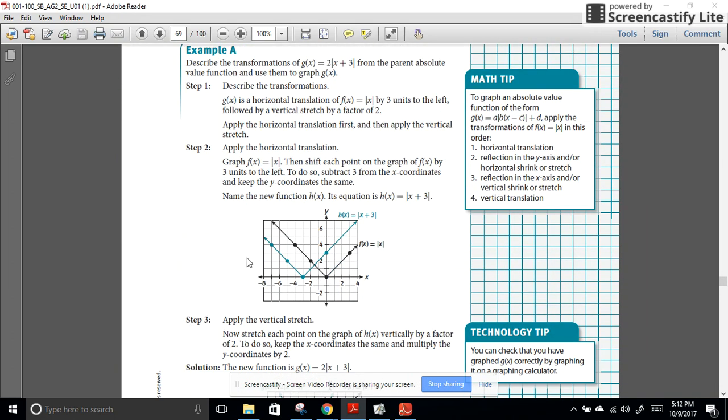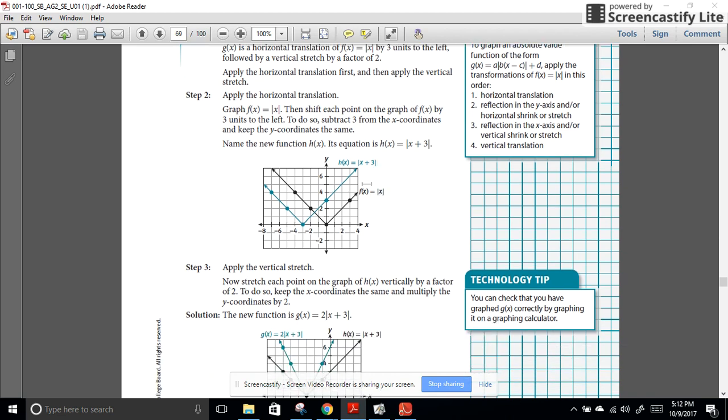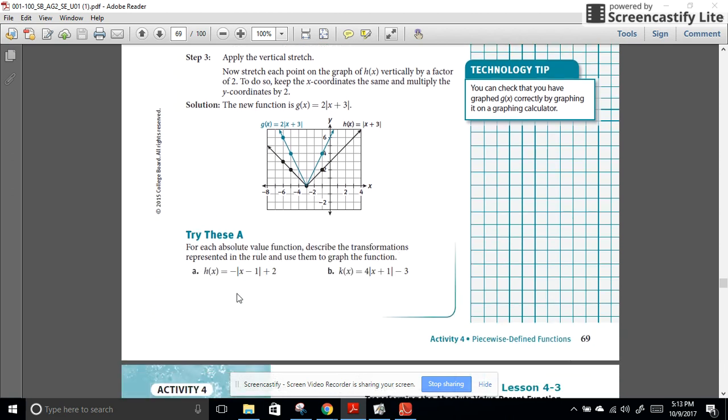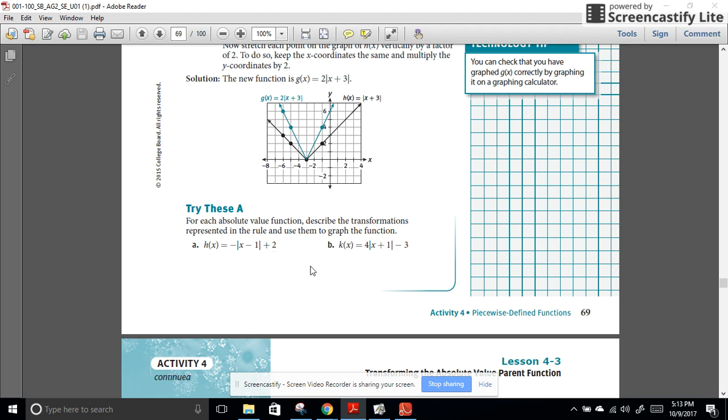Okay, read this example. They're doing 2 of them. It's a compression and a shift left. A shift left, and then they compressed it. They shifted it left, and then they compressed it. So read that example. Now we got to do these 2 right here.